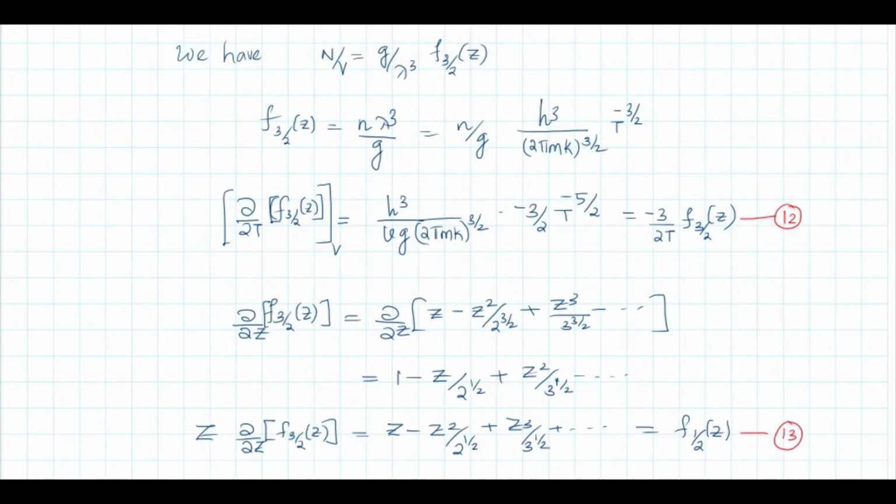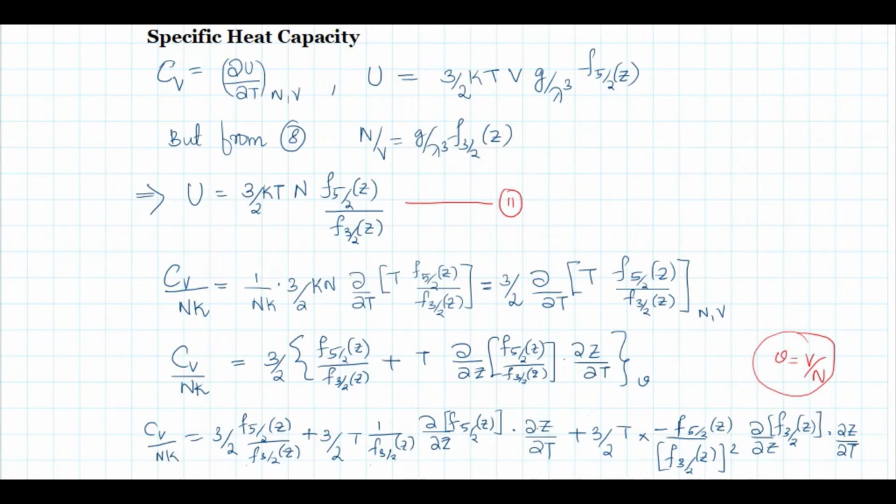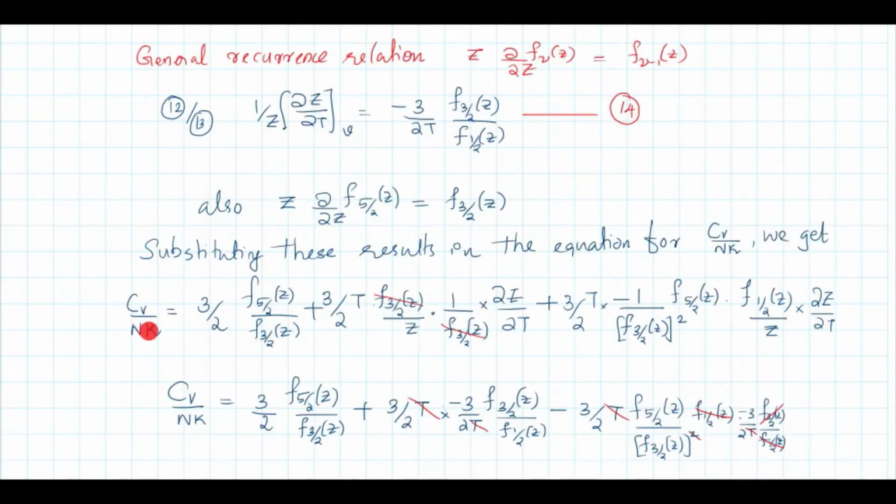Now you can go back to the equation for Cv by Nk and substitute for this derivative and for ∂z/∂T. So Cv by Nk equals 3/2 f5/2 by f3/2 plus 3/2T into ∂/∂z of f5/2. From this equation, it is f3/2 by z. This z will go to the right hand side. f3/2 by z into, there is already a 1 by f3/2(z) into ∂z/∂T, plus the next term 3/2T into minus 1 by f3/2 square, f5/2(z) is there, and the next term is ∂/∂z of f3/2. Using the recurrence relation, it becomes f1/2 by z into ∂z/∂T. This f3/2 and f3/2 will cancel.